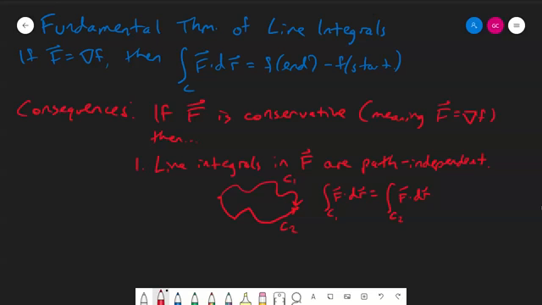And again, let me emphasize, this is not true in general. There are vector fields, most vector fields, where if you go from one point to another along two different paths, you'll get two different answers.